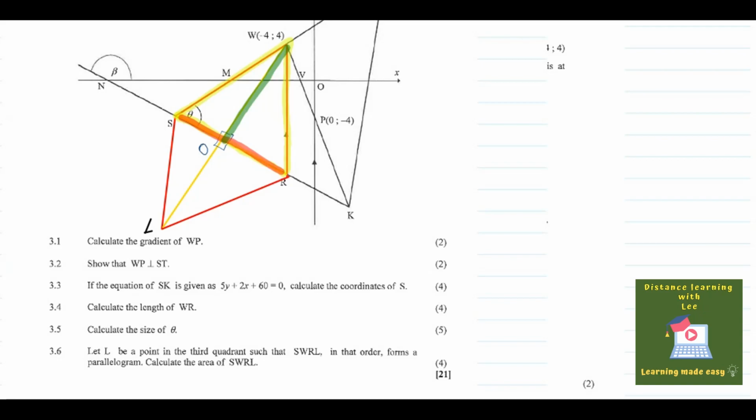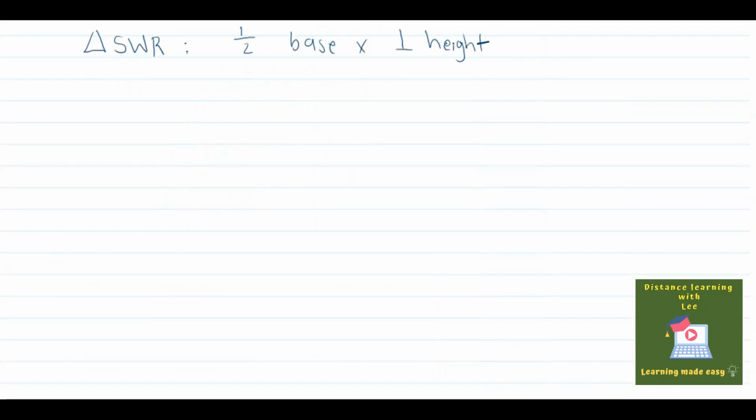The first thing we need to do is calculate the length of our line SR using the distance formula. So what does the distance formula say? I'm just going to write down what we are working towards. We are trying to get half times base, which is SR, multiplied by the perpendicular height, which is OW. So those are the values that we are trying to get. But before that, we need to calculate our SR.